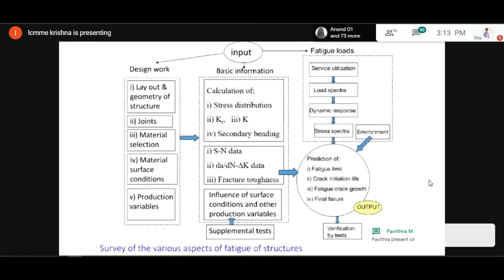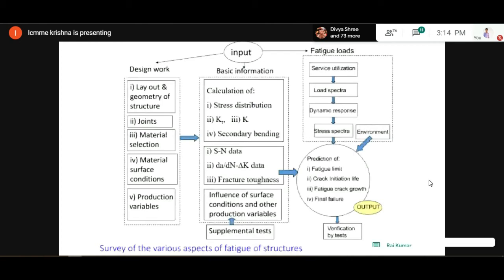So the fatigue loads that come from the service utilization, the load spectra, the dynamic response, the stress spectrum, and the environment variables, all these are put together for a fatigue analysis. Then we come to the prediction of the fatigue limit, the crack initiation life, the crack growth life, then the final failure. And after doing all this, the complete analysis has to be supported by verification by test. So at least one or two tests we have to do. But the analysis is done to minimize the number of tests, as we know that carrying out a test is an expensive thing.